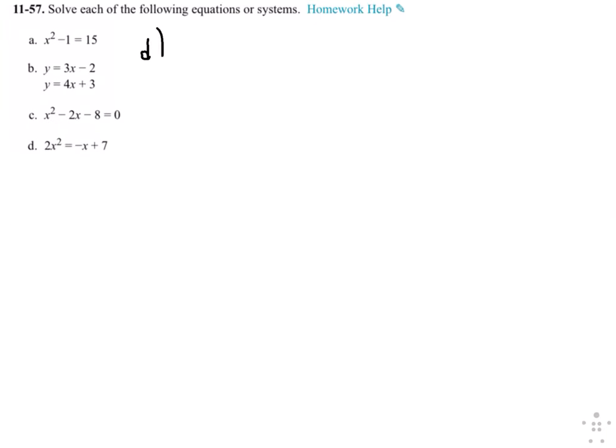Okay, and D, let's make space. D, we have 2x squared. I'm going to rewrite it, add x to both sides, plus x minus 7 equals 0. So this is a quadratic. Let's see if it factors. If I multiply by the negative 14, I cannot use decomposition, so that doesn't work. So I'm forced to use another method. I could complete the square, or I could use the quadratic formula.